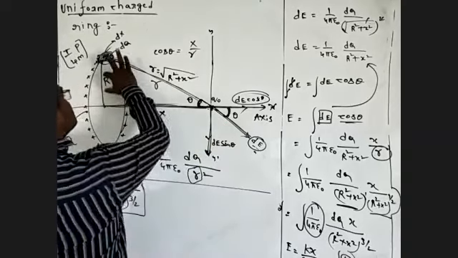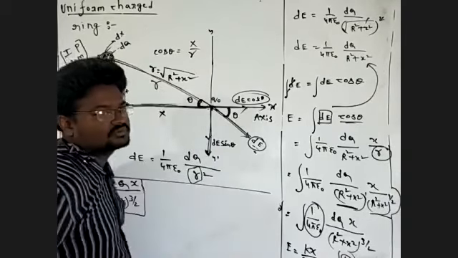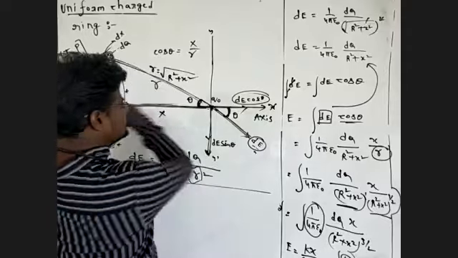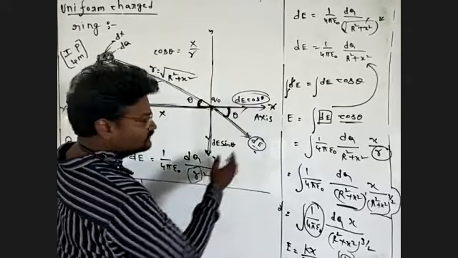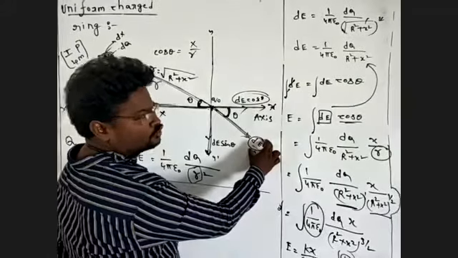According to Pythagoras' law, this is R and this is x, which means the small r is equal to the root of R square plus x square. Now you will see this is the x-axis and this is the y-axis. dE is in a plane.